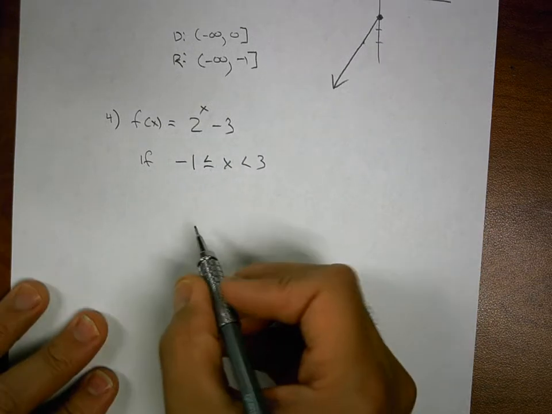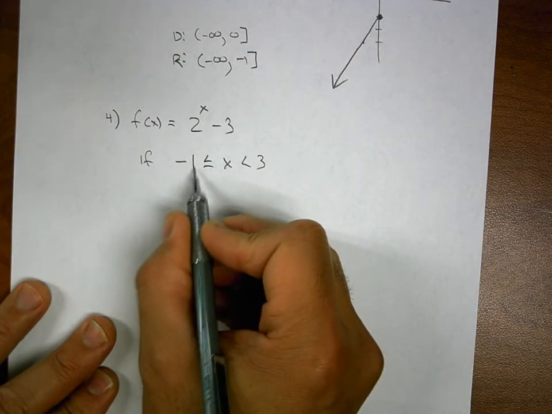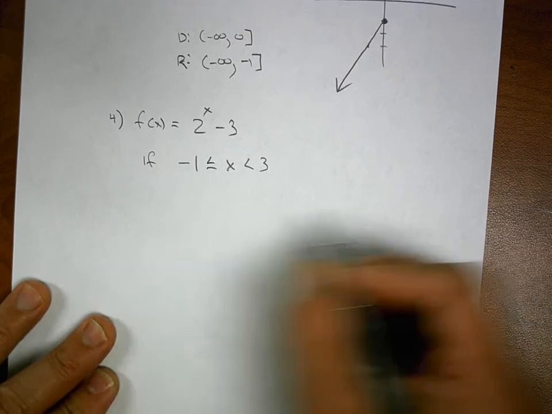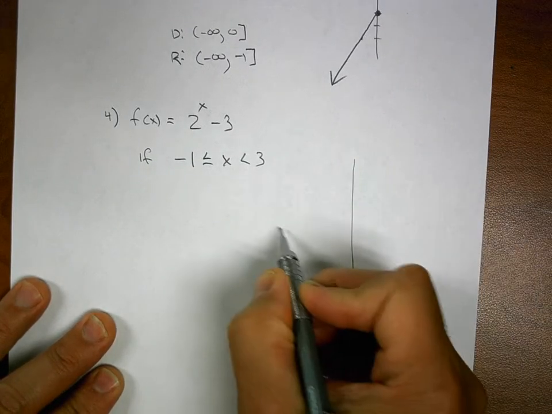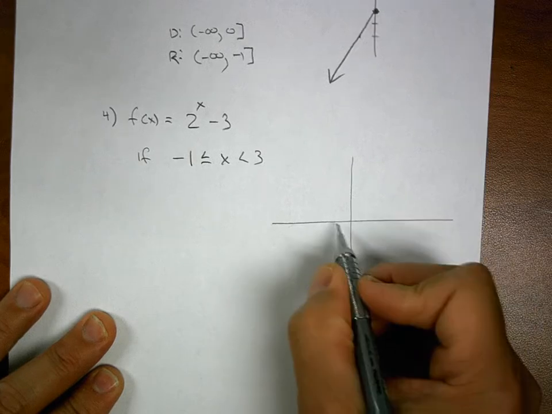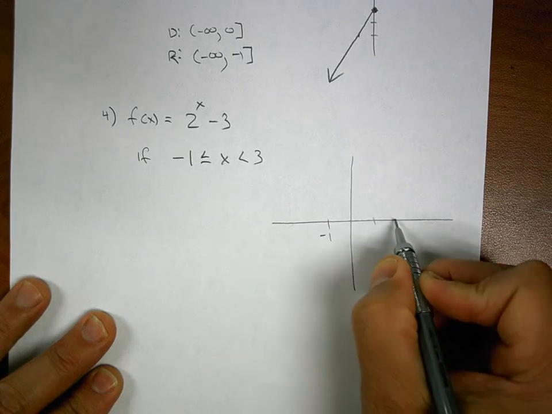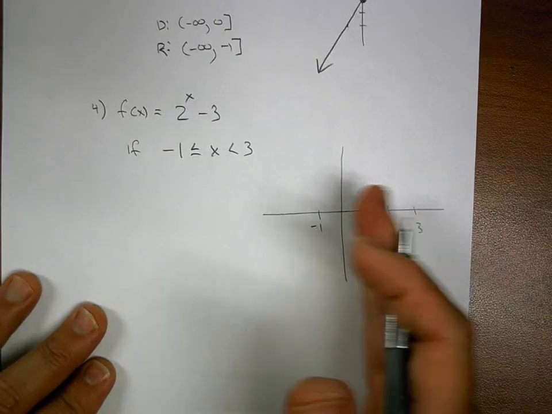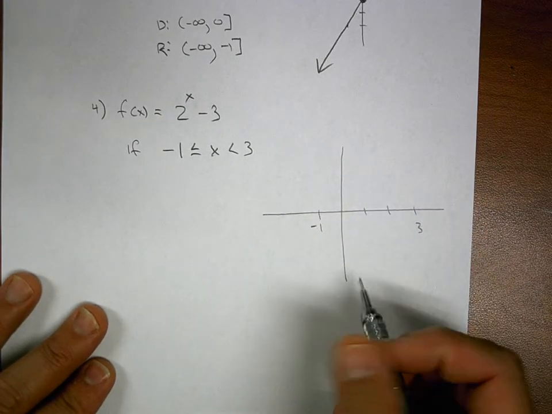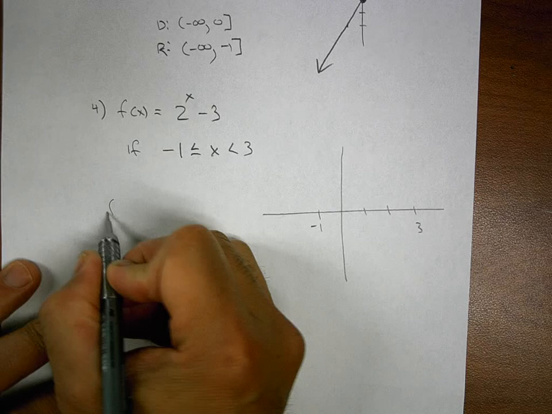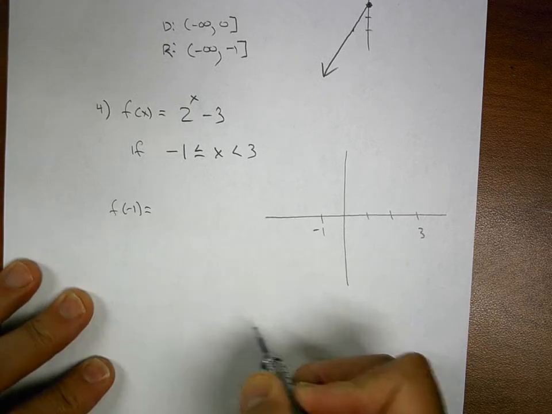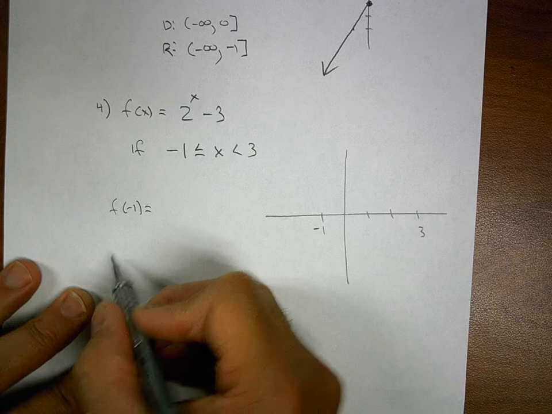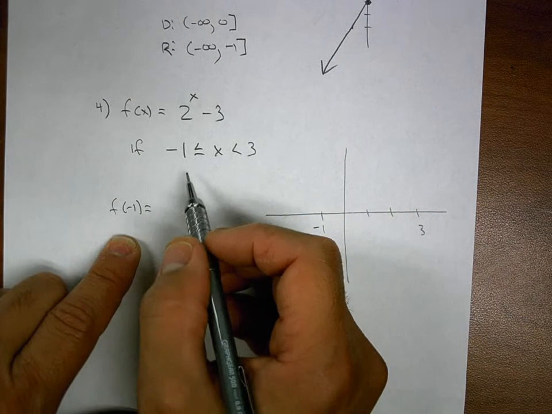Let's go ahead and find where we need to put our pencil down for this one and where we need to end over here. Okay, so let me draw our graph. So -1, 1, 2, 3. So we want to see it right in that window right there. All right, so f of -1. And then also f of 3.